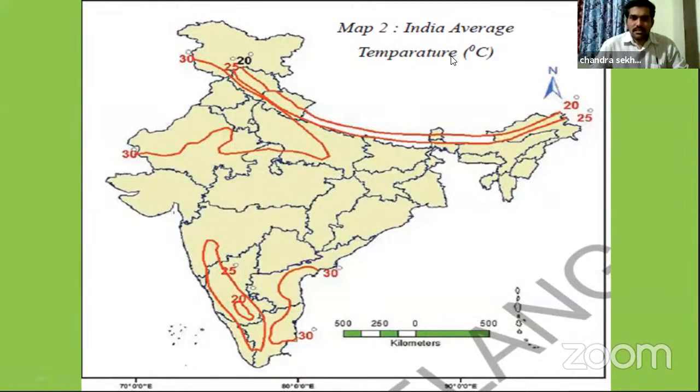Here are the India average temperatures in Celsius degrees in the summer season. From northern India to southern India, we can observe the temperatures. Northern India also has 30 degrees because the Tropic of Cancer is going through it. It is dividing India into two parts. Near the Tropic of Cancer, we are experiencing high temperatures in summer season. These are the 30-degree isotherms. These are 25-degree isotherms, and 20-degree isotherms are there. So in all areas of India, we are experiencing about 20 degrees Celsius or more.